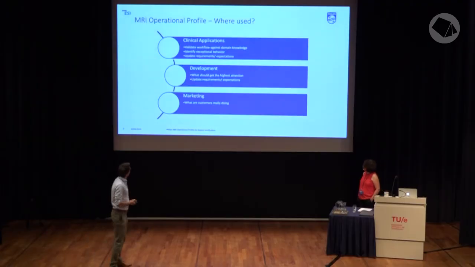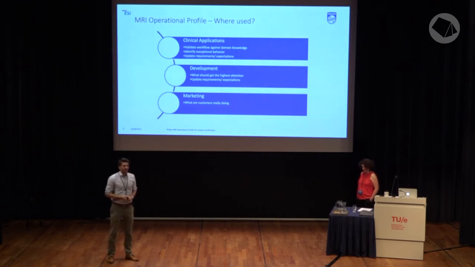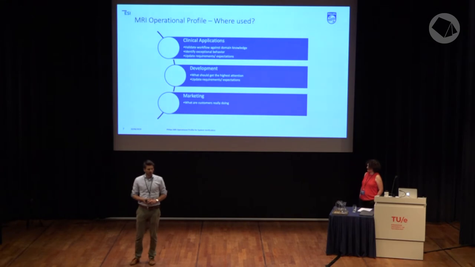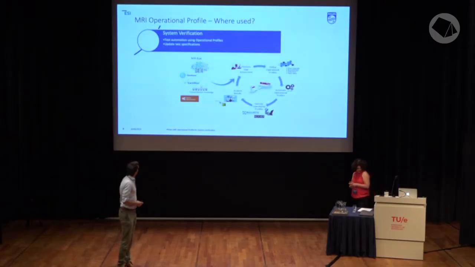So where can it actually be applied? If we want to look for operational profiles, well, in clinical applications, basically to validate the workflows against the domain knowledge, and also to identify exceptional behavior and update the requirements. But it can also be used in development and in marketing. In marketing, you can typically imagine that they would like to know if a certain feature is really being used. But for us, we're going to use it for system verification and especially for test automation of operational profiles.